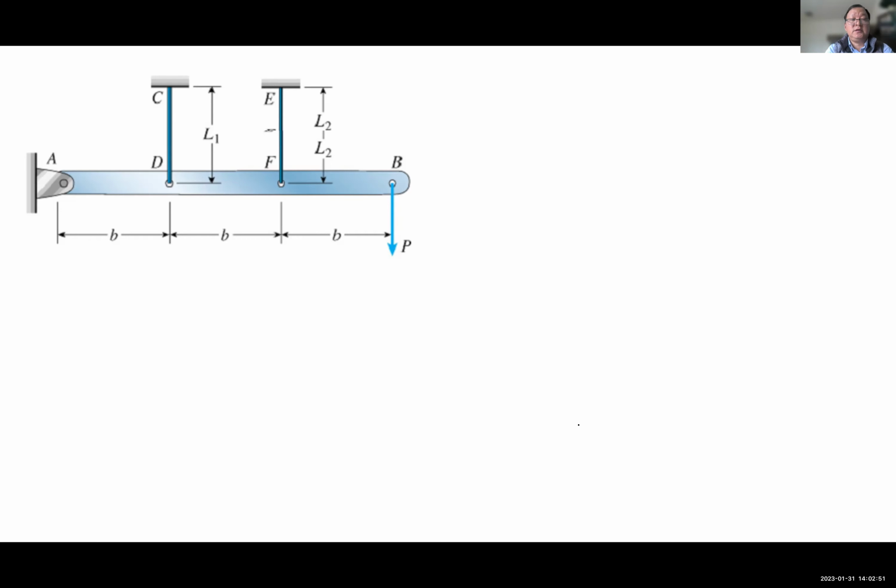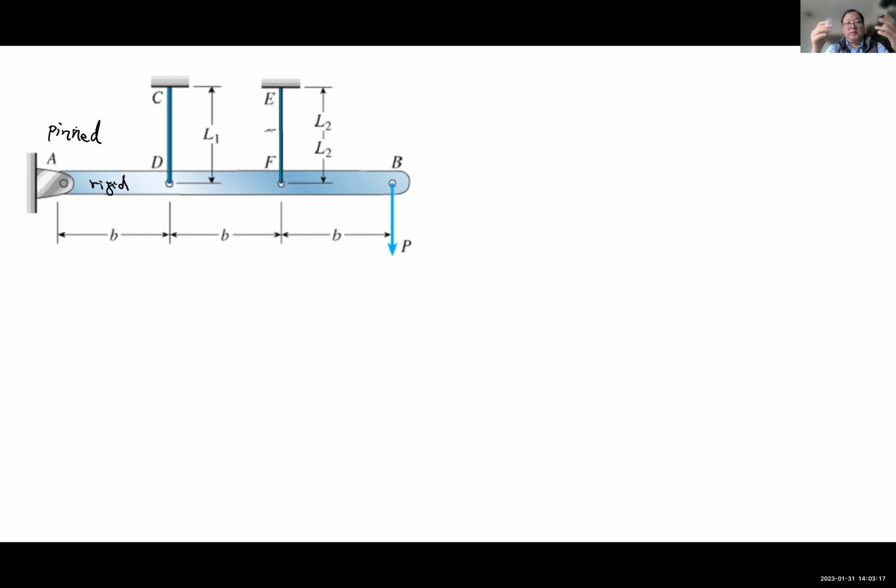Okay, so here you have a rigid beam. So this is rigid, meaning we ignore the beam deformation. You have this supported by two cables. The two cables are hanging there, and this point A is a pin support. So it's pinned.